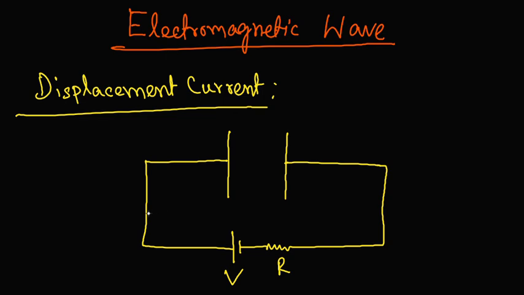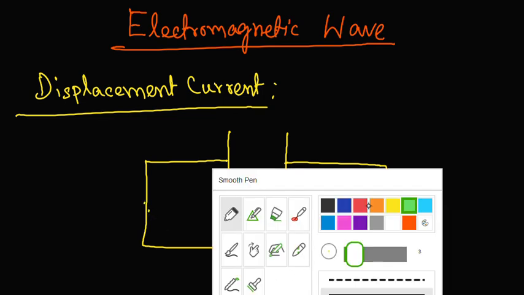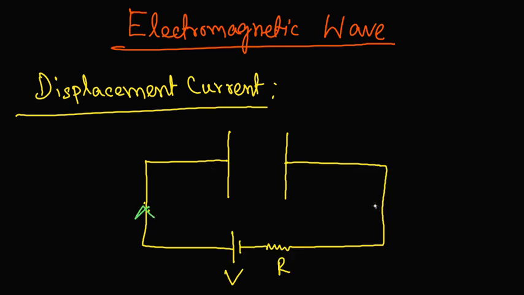We know for a conducting wire, the current flows due to the flow of electrons. If we say the current is flowing from this direction to this one, then you can denote it by I. But we know electrons are flowing in the opposite direction. Now it is clear that the current through this conducting wire is due to electrons.